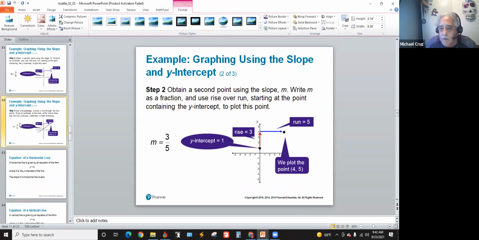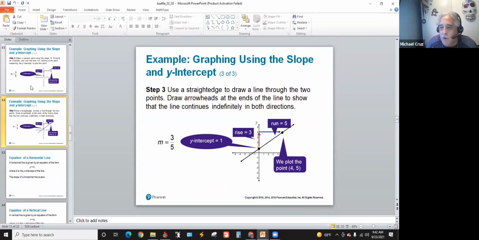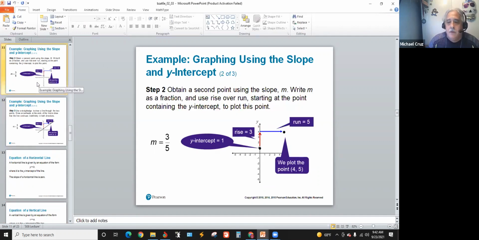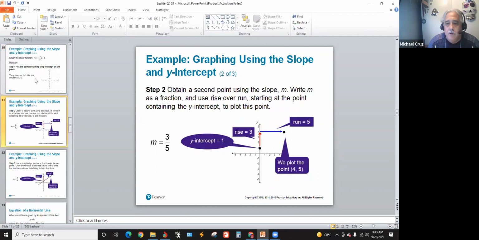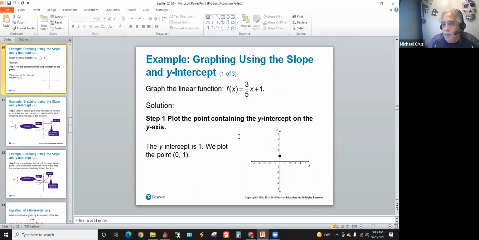Should be 5-4. Anyway, let me graph it over here and show you. I think it's messed up. But anyway, the rise and run is right. It's rise 3, run 5.